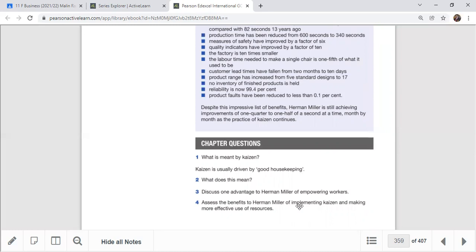Empowering comes under one of the principles of the Kaizen method. So the advantage of that is giving some autonomy to workers to make their own decisions, to make better decisions in the business. You'll see what the benefits are of empowering workers in decision making, and also assess the benefits to Herman Miller of implementing Kaizen and making more effective use of resources.